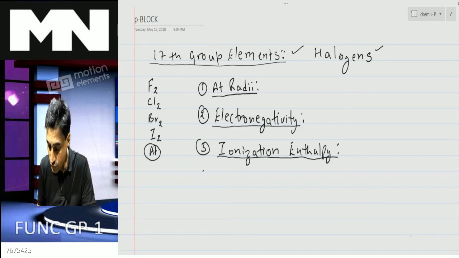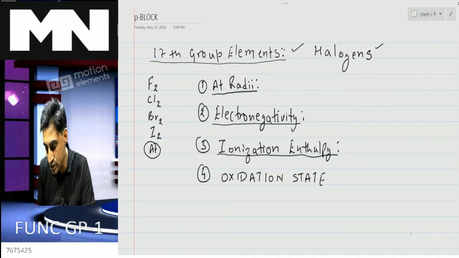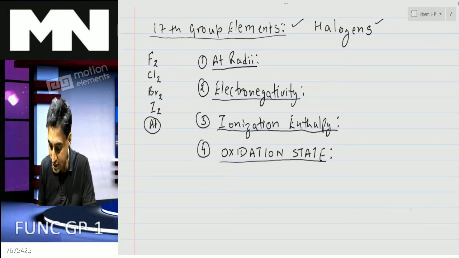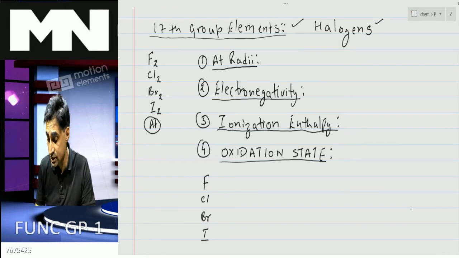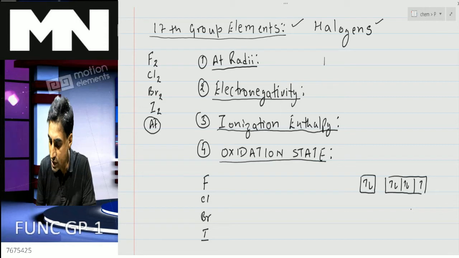Next, fourth, is their oxidation state. Well, as far as oxidation state is concerned, we'll see that in detail. Here I'm again writing the elements fluorine, chlorine, bromine, and iodine. All these 17th group elements have 2 electrons in their valence s subshell. They have 5 electrons in their valence p subshell. That means their general electronic configuration is ns2 np5.